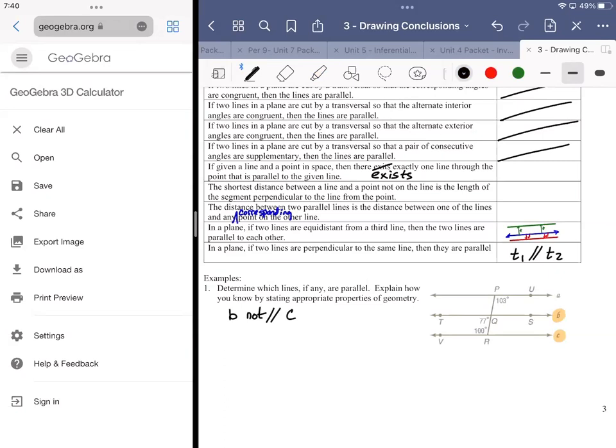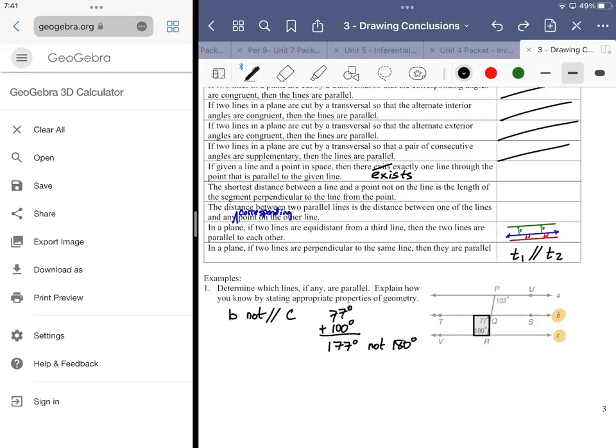And that's because if they were going to be parallel, then these two angles would need to add to 180. Let me make that look a little bit better. All right. And that's because 77 degrees plus 100 degrees is equal to 177 degrees, which is not 180 degrees. Those are consecutive interior angles. Consecutive interior angles have to add to 180 degrees if it's going to be a parallel line situation.